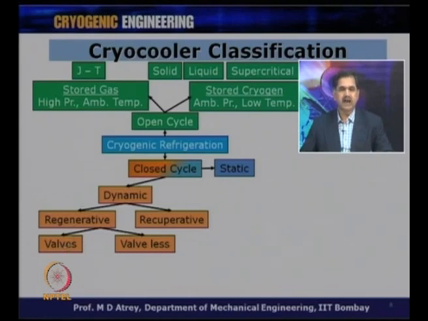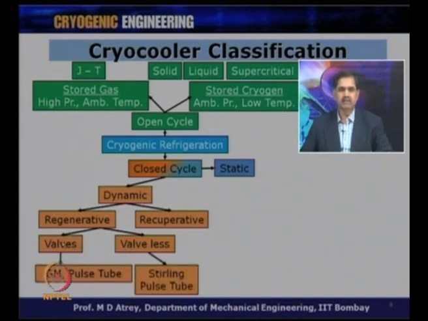Under regenerative, I can have valves between the compressor and expander, or I can have a valveless unit between the compressor and expander. This also makes a difference because whenever valves come, efficiencies are a problem. Under valves, we have a GM, Gifford-McMahon cryocooler, and a Gifford-McMahon type pulse tube cryocooler. While a valveless unit is always a Stirling cooler or a Stirling type pulse tube cooler. We will go through details of these because a cryocooler is a part which is dealing with this quadrant here. We will go through this more in the coming lectures.